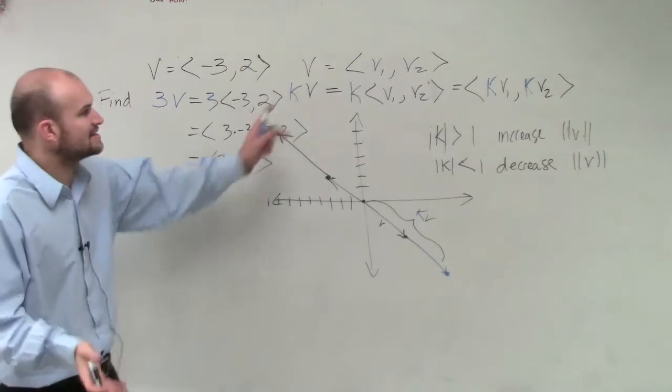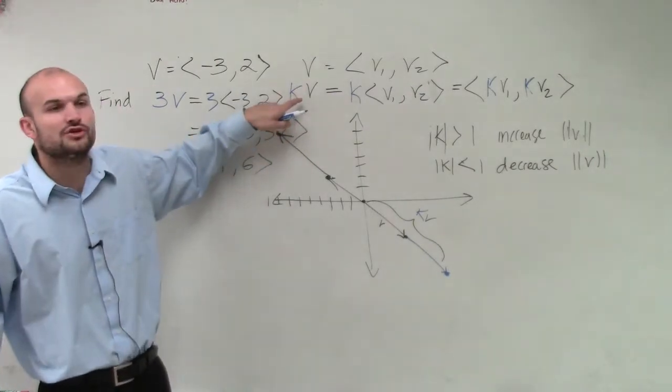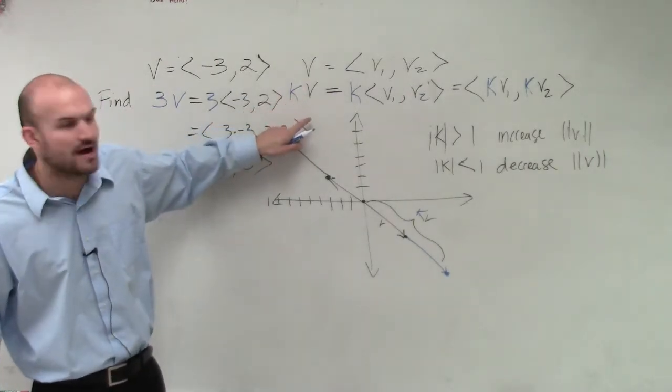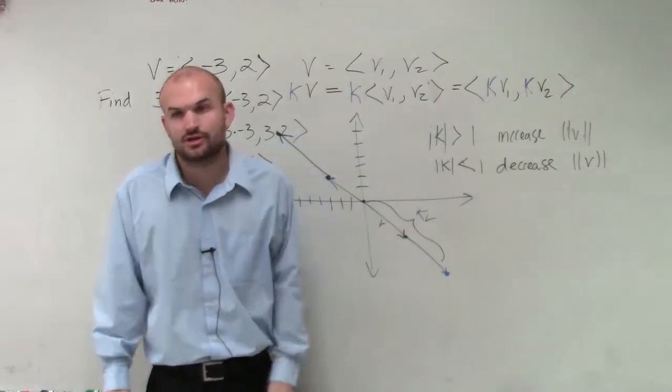But the same thing applies. Whatever it is, I don't care if it's 2/3 or if it's 7,000, you multiply it by each term.